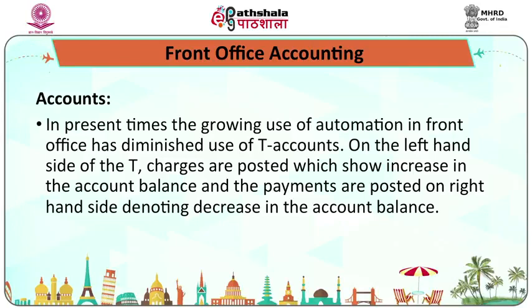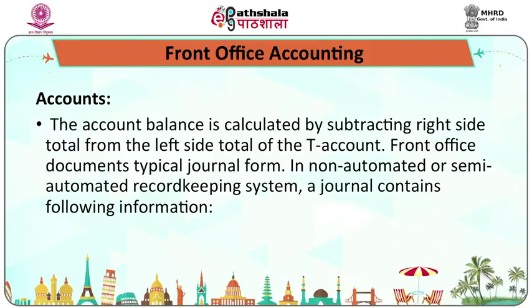On the left-hand side of the T, charges are posted, which shows an increase in the account balance, and the payments are posted on the right-hand side, denoting decreases in the account balance. The account balance is calculated by subtracting the right side total from the left side total of the T account.